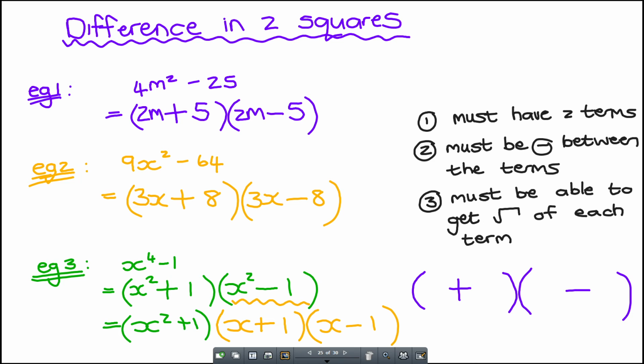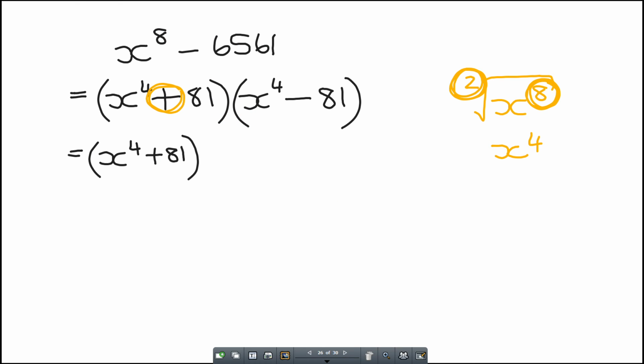Right. So next up, they say x to the power 4 minus 81. So in this bracket, I have two terms. There is a minus in between. And can I get square root of each of them? Yeah. Which means that will become two new brackets. One with a plus, one with a minus.